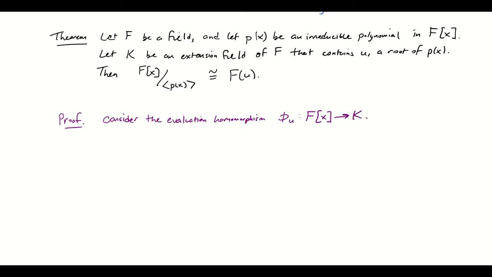Okay, now we've seen evaluation homomorphisms from F adjoin X into F. I think we briefly touched on evaluation homomorphisms into a bigger field, but we need to map into a bigger field this time because we're evaluating each polynomial not at an element of F, but at U, which does not belong to F, it belongs to K. All right, so we're going to use this evaluation homomorphism. We're going to analyze its kernel and its image. Okay, we know this is a homomorphism.